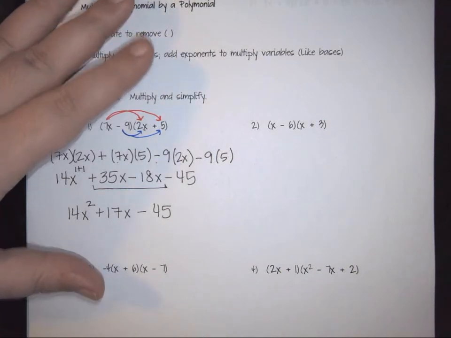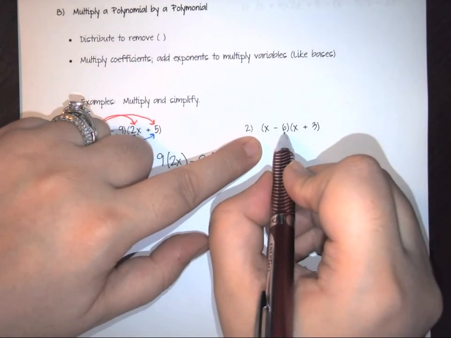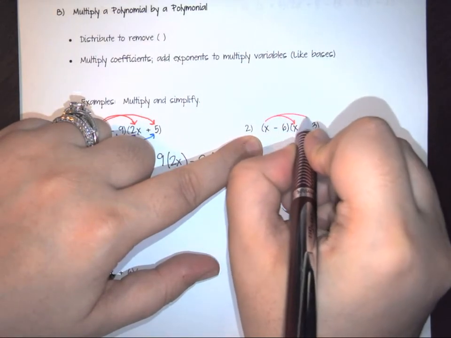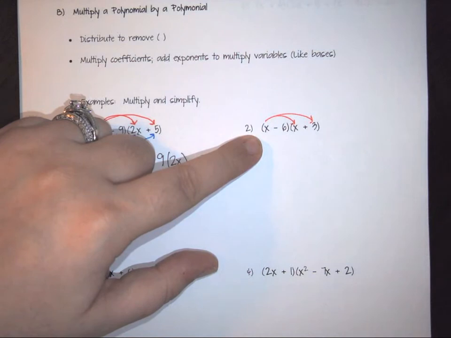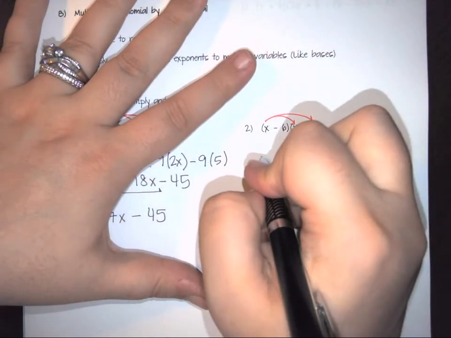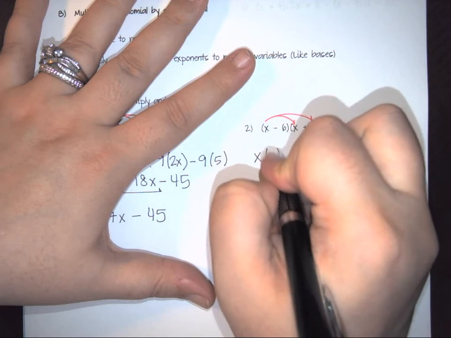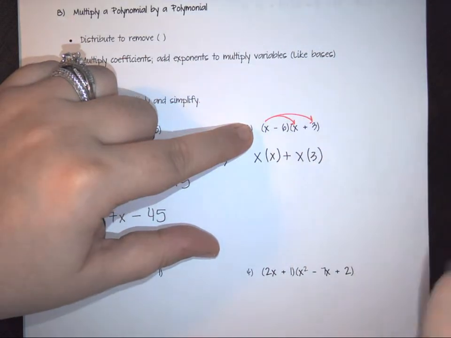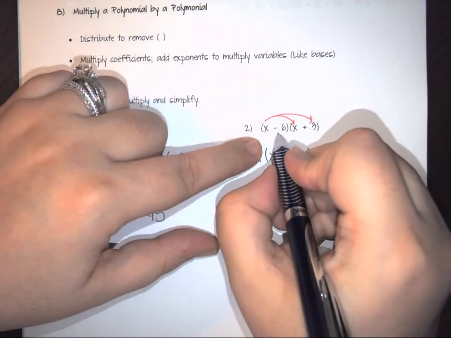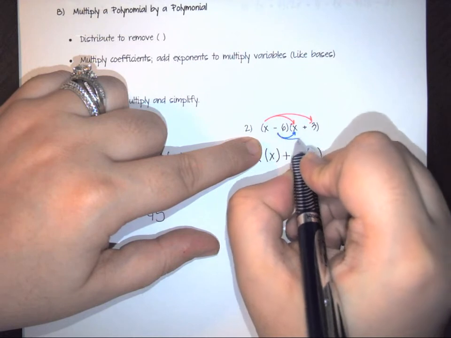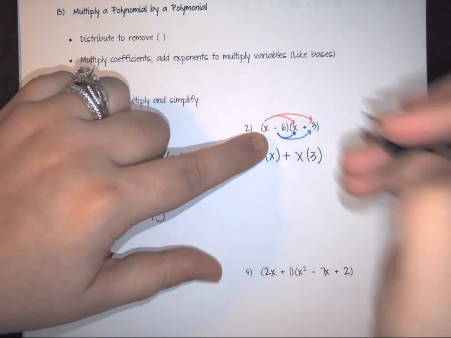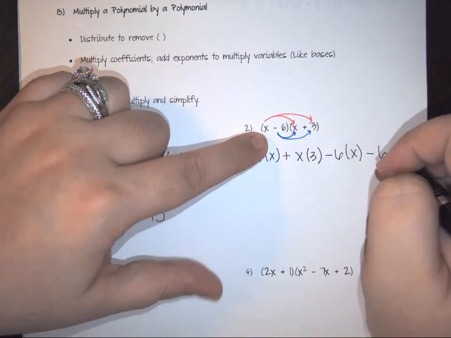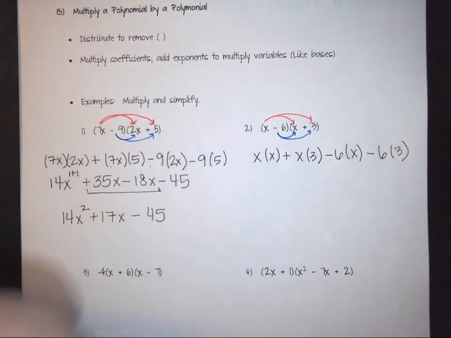Alright, let's do it again. I'm going to take again my first term and I'm going to distribute it through the parentheses here. So to do that, again, I'm going to take my x and multiply it by x. I'm then going to take that x and multiply it by the 3. I now have to take my back term and multiply it through. So I'm going to take my negative 6 and multiply it by x, and I'm going to take that negative 6 and multiply it by 3.